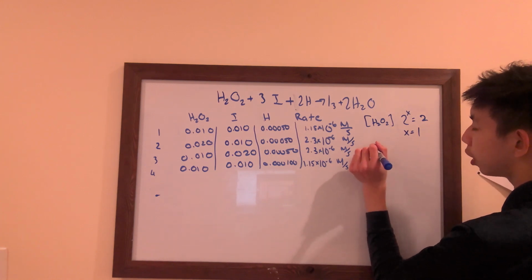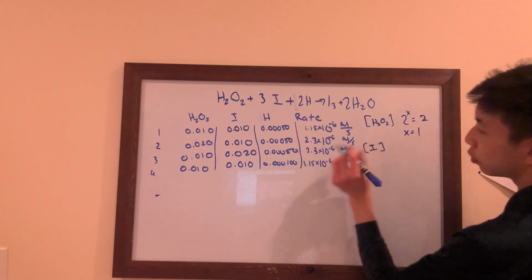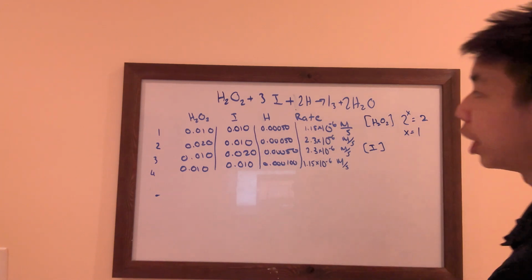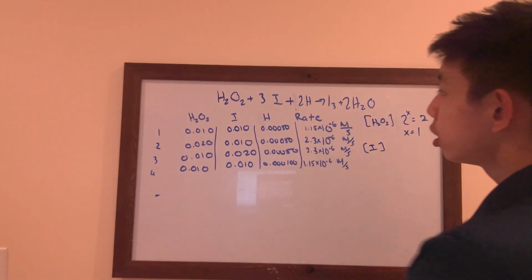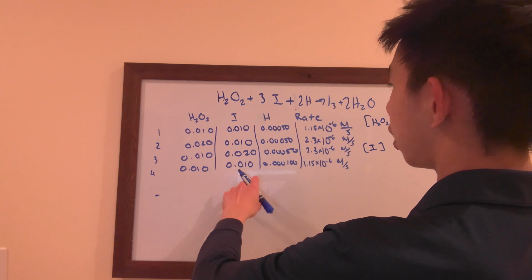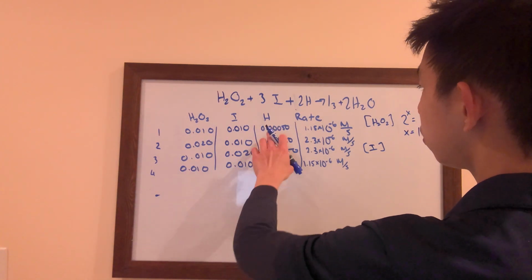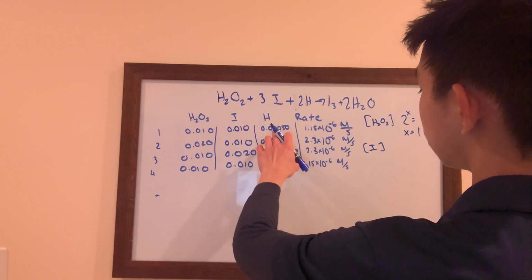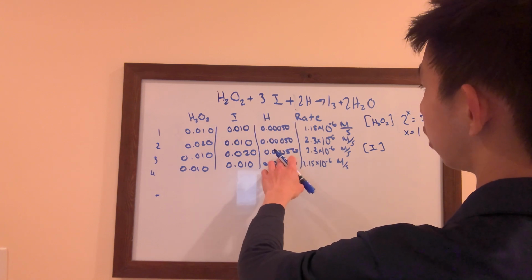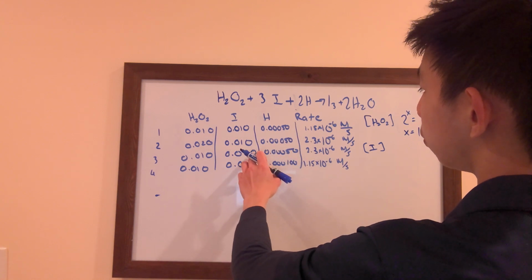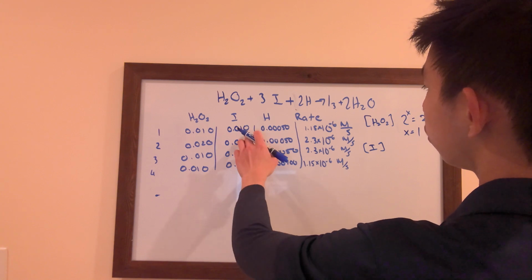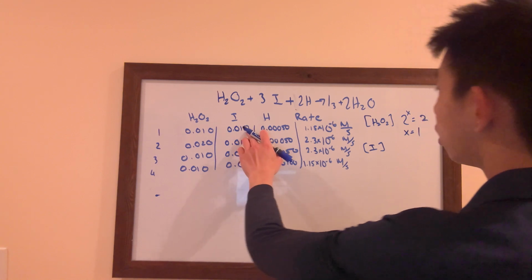All right, let's do something for iodine. For I, we need to find an H2O2 and an H that are constant. So automatically, 1 and 3 work. 0.010, 0.010 for H, right? 0.something75, 0.something75. So we look at 1 and 3. So 0.020 divided by 0.010 will give me 2.